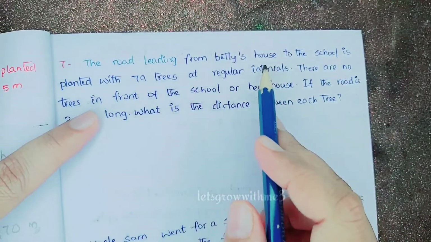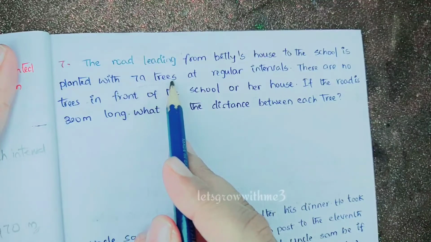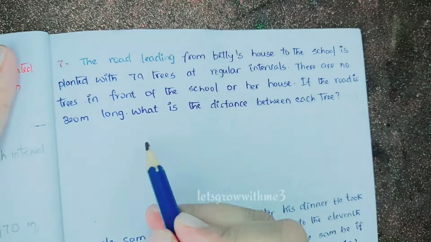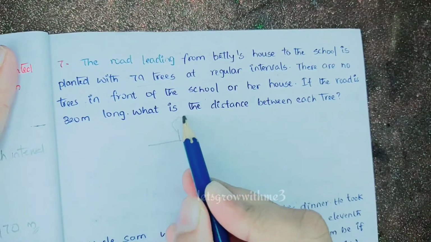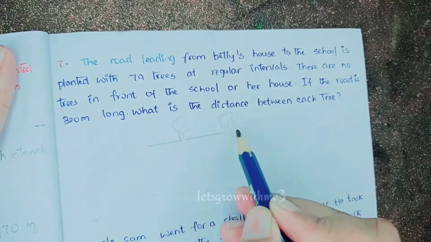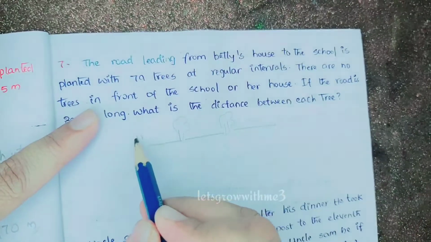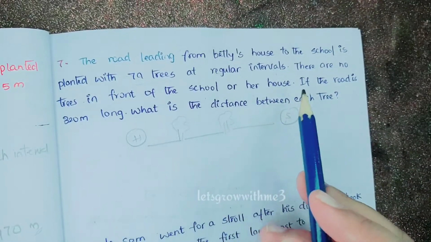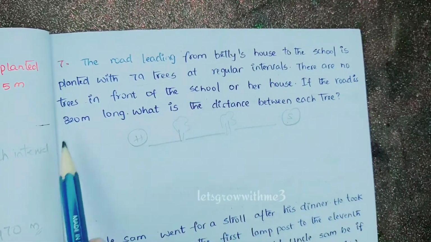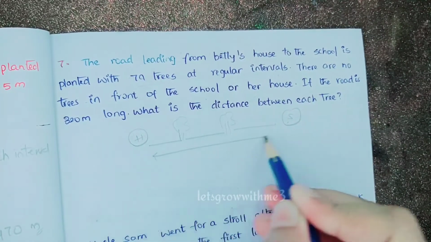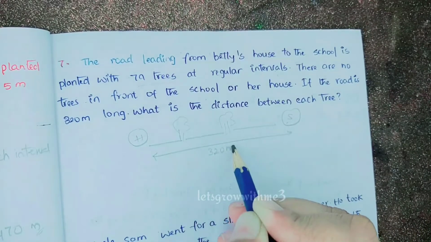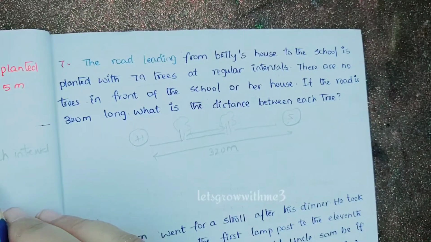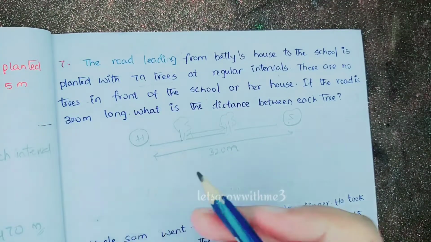The road leading from Betty's house to the school is planted with 79 trees at regular interval. There are no trees in front of the school or her house. If the road is 320 meters long, what is the distance between each tree? Okay. So how to do this question? So here it represents our case tree scenario where we don't have the opposite ends of the road, and the total he has given some 320 meters. And the total number of trees like 79 trees.